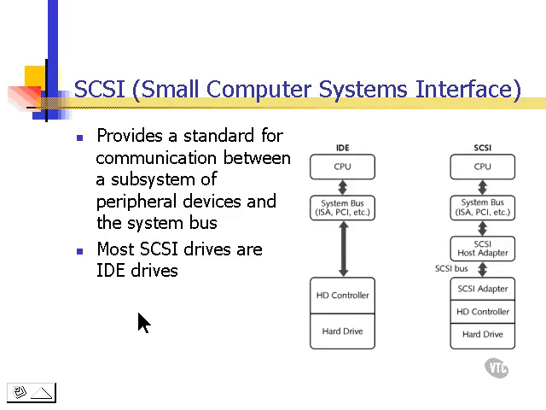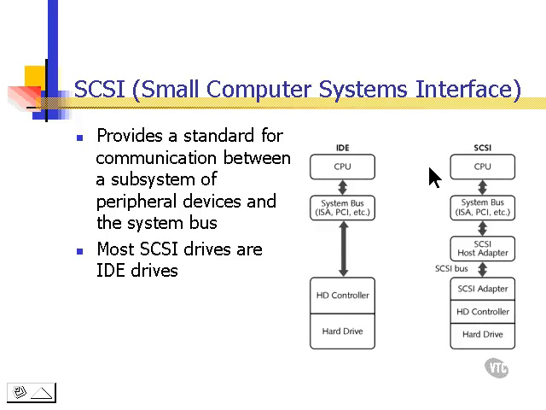Let's compare IDE to SCSI. With IDE, the CPU communicates with the system bus. This could be an ISA bus or PCI bus. That bus communicates with the hard drive controller, which is actually built in to the drive. And the hard drive controller then communicates with the hard drive. The system bus can only communicate with one hard drive at a time.